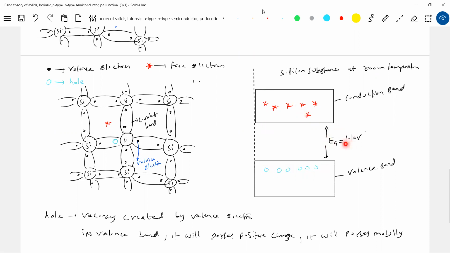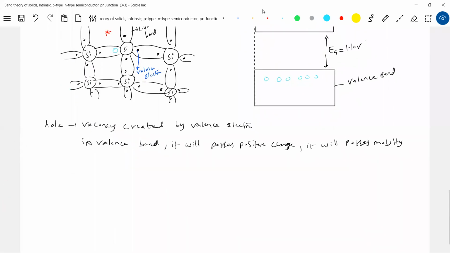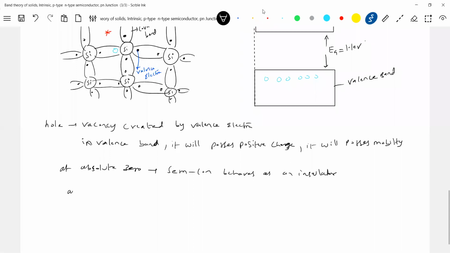This will not change. Therefore, at absolute zero, the same semiconductor, I'll write in short, semiconductor behaves as an insulator. Then at higher temperatures, behaves as a conductor.